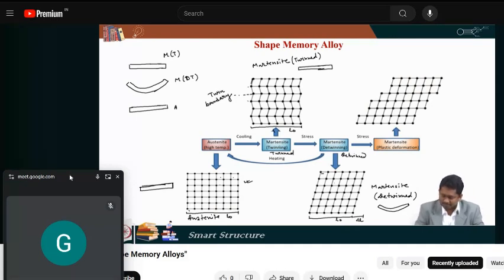Now if we take a martensite which is already detwinned, and if we keep applying stress to it, then a stress level comes at which one layer slips over another layer, and it can be seen here. So we can say that these two layers are slipping over the third layer. These two layers just shear off, and that is called slipping.